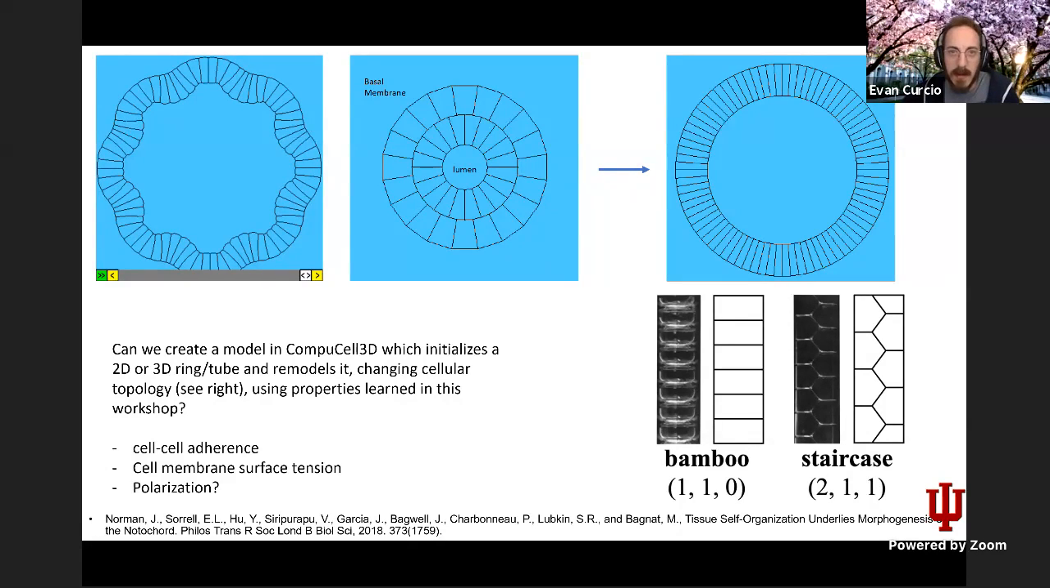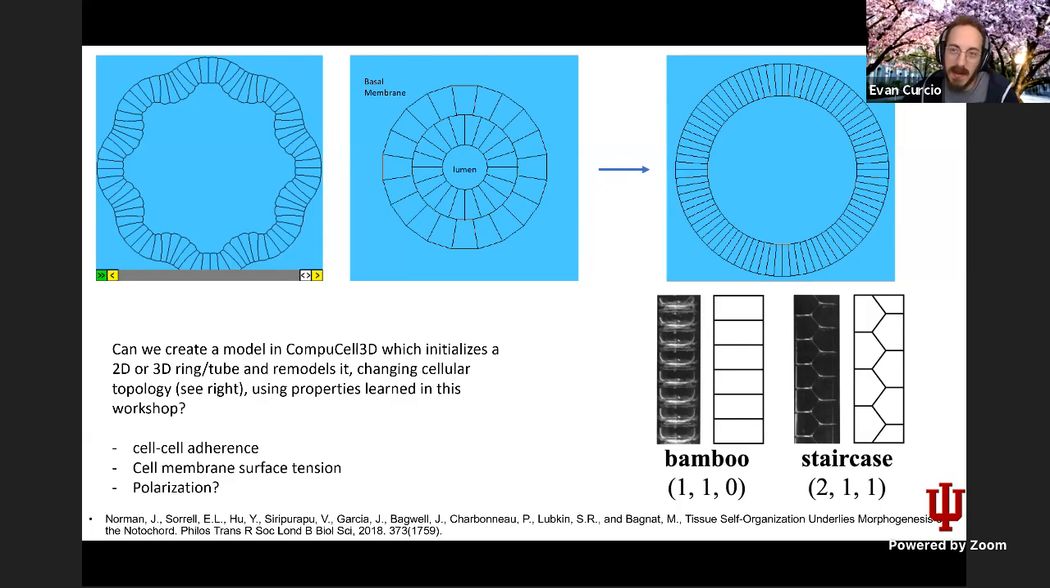But I want to extend it a little bit to a case where we have multiple layers of cells. So in that second picture, there's the lumen of a tube on the inside, and you've got the basal membrane on the outside. And so I'm curious how changing things like cell-cell adherence and cell membrane surface tension, and maybe even possibly adding some element of polarization to a CompuCell model, can give us an outcome like on the far right, where we finally get to a ring.